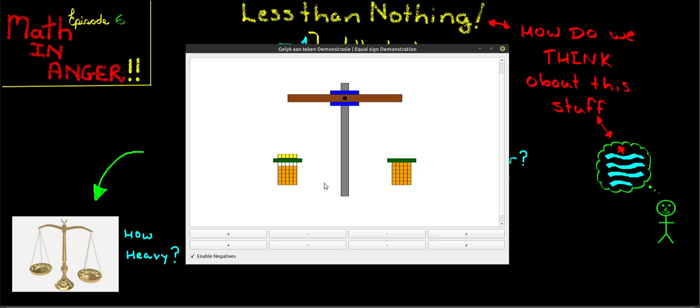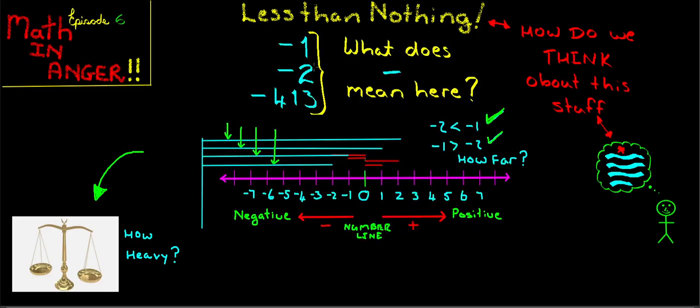What I just said there, you're going to see some light bulbs going on when we get to addition and subtraction. For now, this, what I've demonstrated here in episode 6, is how you think about things that are less than nothing. Okay?